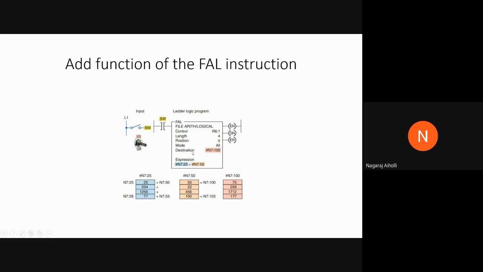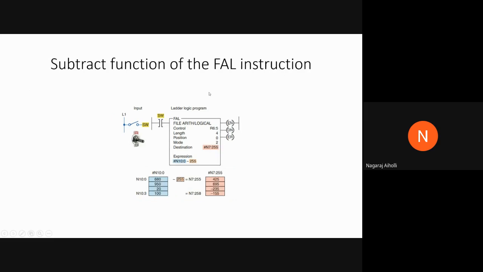That will be stored in destination, that is N7:100. Similarly, the next value, 234 plus 22, is 256; 1256 plus 456 is 1712; 77 plus 100 is 177. So like this it will perform the addition operation on the set of values, not just 25 plus 50 to obtain 75 and leave it, but it is performing the operation on more than one value. Hence it is called the FAL, file arithmetic logic addition instruction.